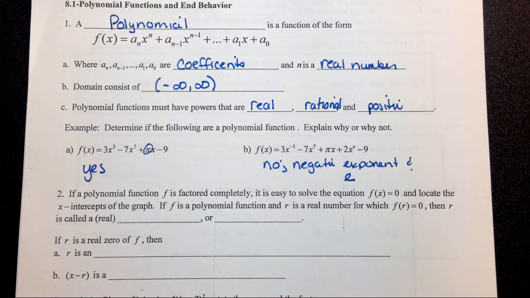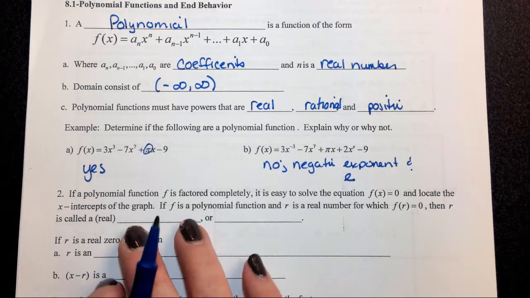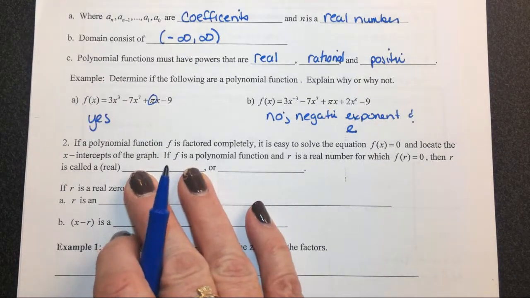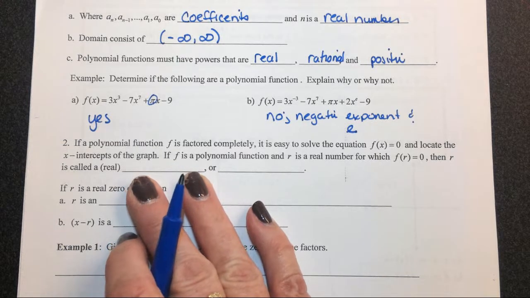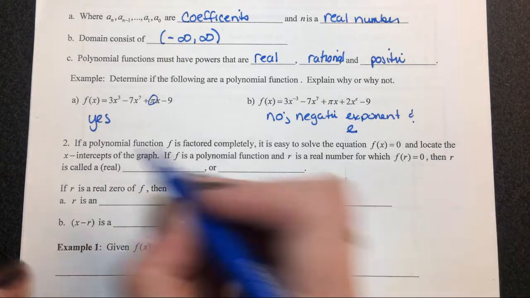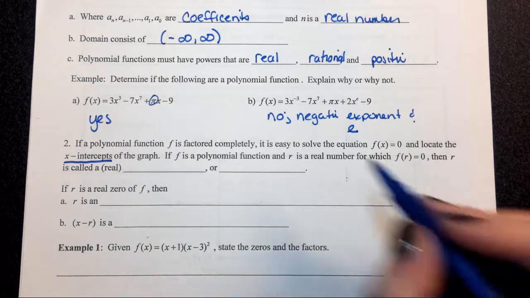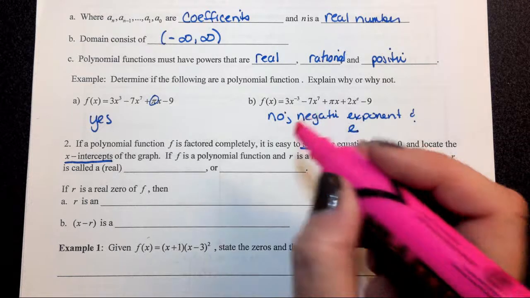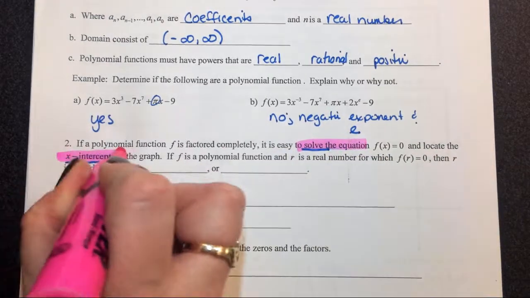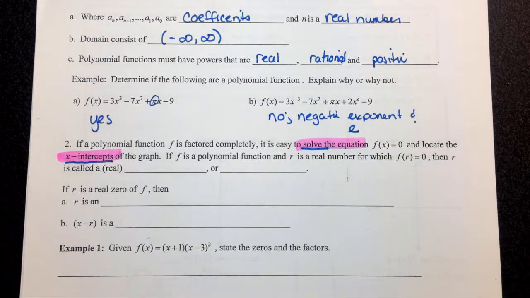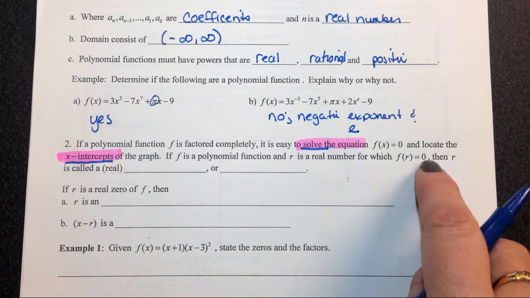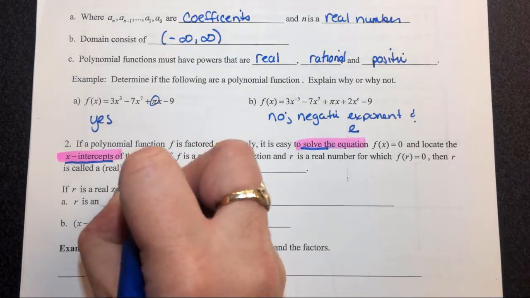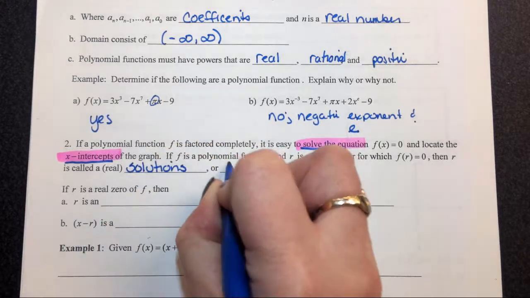All right? So now remember, we like to factor polynomial functions. They're pretty easy to solve an equation that way. So then, remember, your solutions are also your x-intercepts. So if you can solve your equation, remember the solutions are also your x-intercepts. You also heard the phrase roots and zeros as well. So again, if you can factor to solve, you can find the x-intercepts. So again, if we can factor and solve for r, then they are called your real solutions, or zeros.